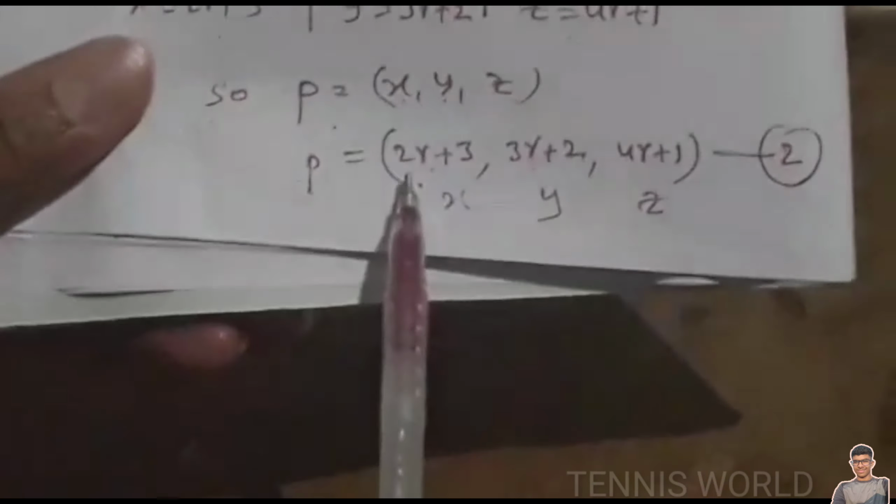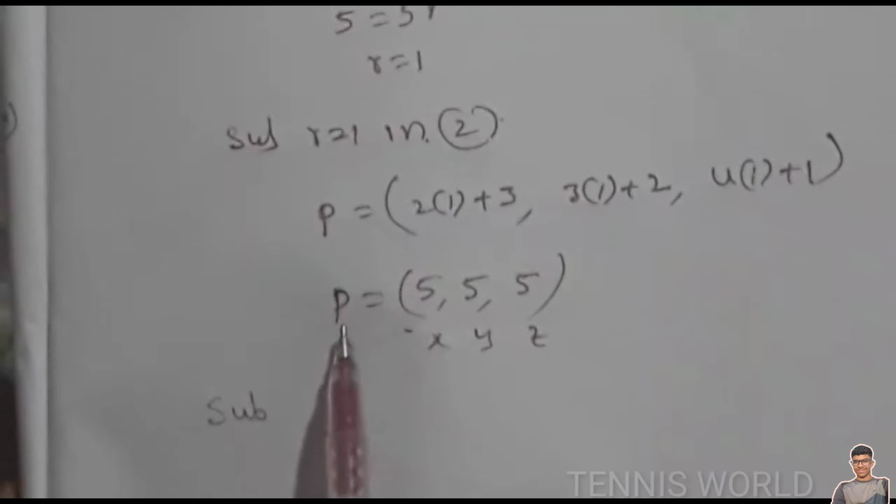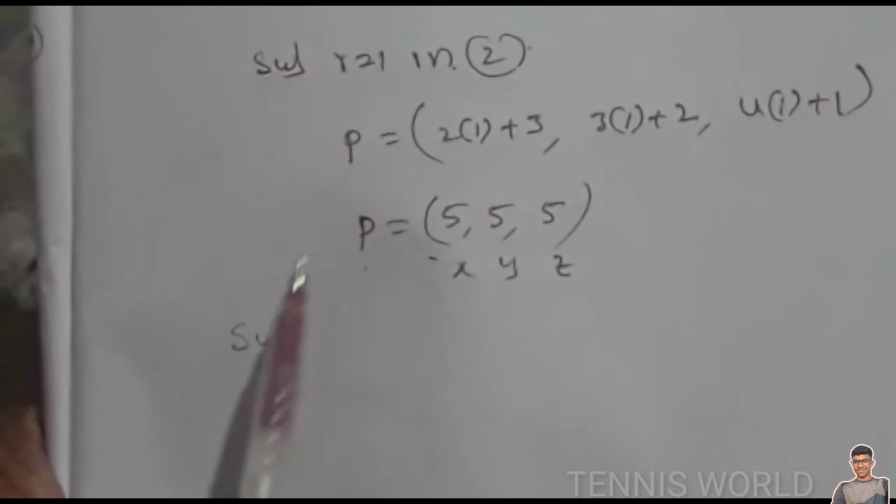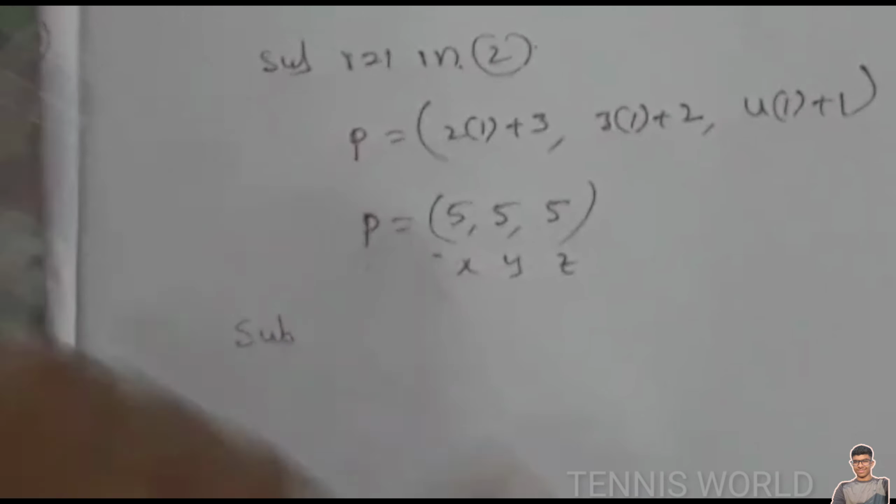In this point P, wherever we have small r, in the place of small r, you write 1, because we got the r value as 1. So I finally got the point P as 5, 5, 5. This is the point P. Point P is the point of intersection of the given two lines.